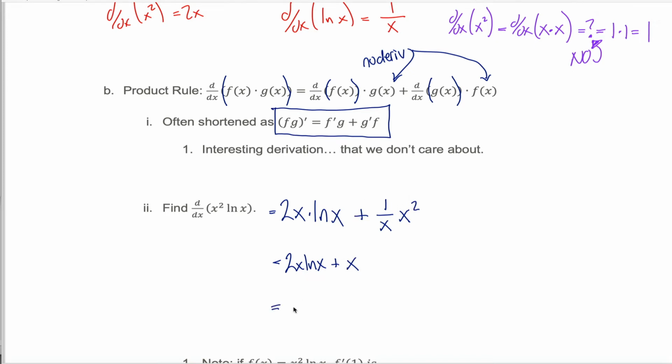And if you're really into rewriting things algebraically, I suppose you could factor out this x and be left with x times 2 times the natural log of x plus 1. But whatever, I don't care too much about that. I'm just trying to demonstrate different ways you can write your answer. I would be more than happy if you could get this far, or really even this far.